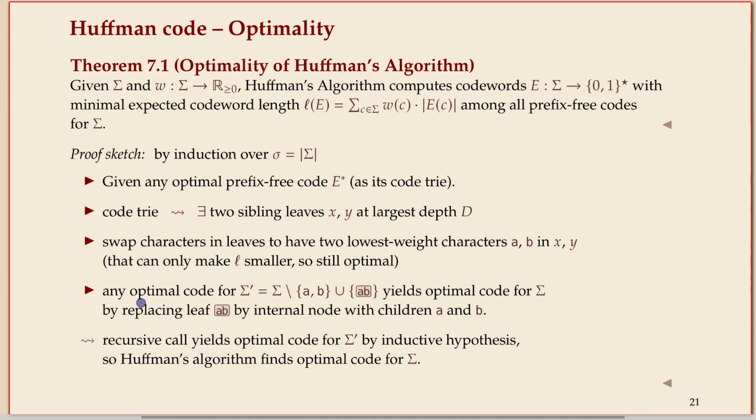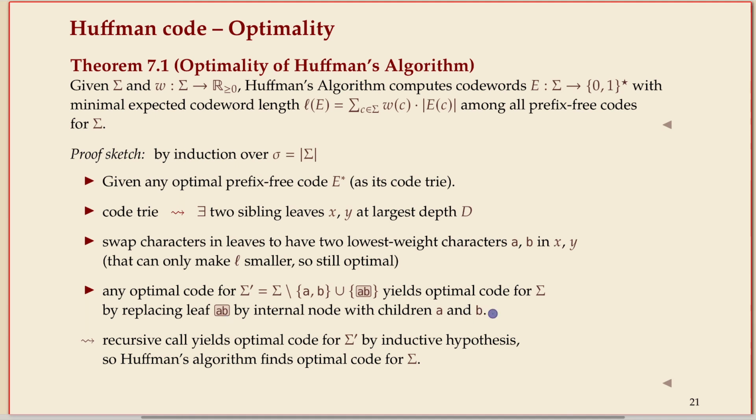And now comes the trick, which is similar to Huffman's algorithm. We try to find an optimal code for sigma prime, which is our alphabet, where we take out A and B, and we put in this new lumped together character. And also assign the weights. The weight of this is the sum of the weight of A and B. And so if we have an optimal code for this sigma prime, we can get an optimal code for sigma by just replacing this leaf for A and B with the little tree that branches out to A and B.